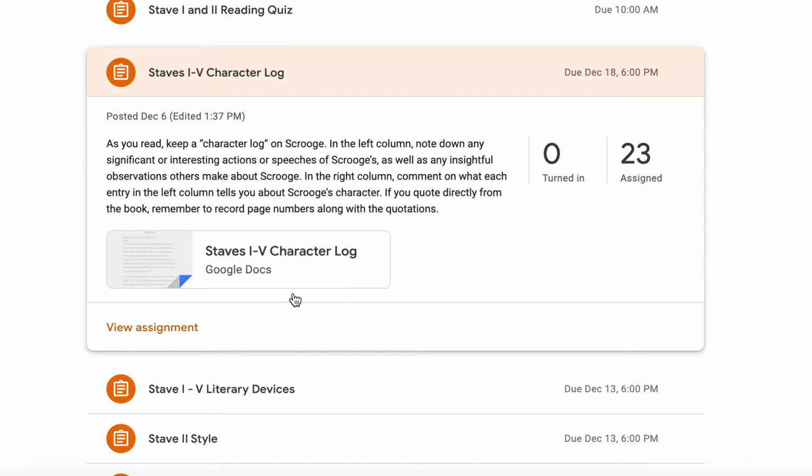This week we're going to do staves 1 and 2 only. And then next week we're going to do staves 3, 4, and 5. Your character log sheet is not due until December the 18th. Now listen, keep this in mind. This is due on a Friday. Most of your assignments are always due on Sunday, but I have made this one due on Friday. So do not procrastinate. Turn it in on Friday. Let's open the document now and see what you should do with it.